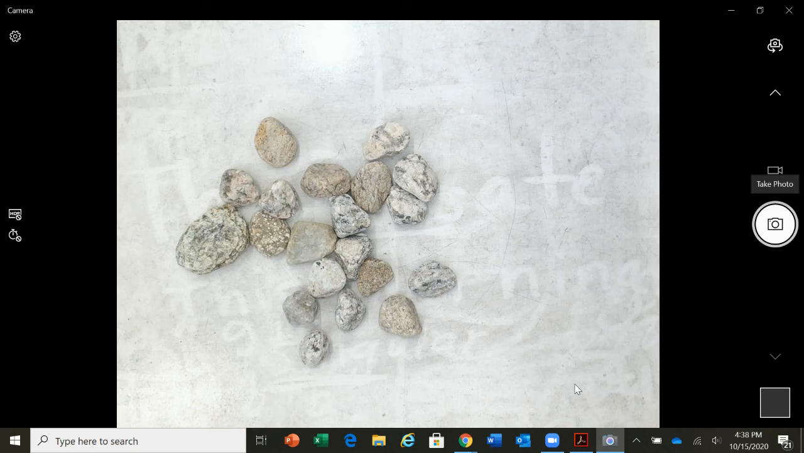Hi guys, so today we're going to be talking about sorting our rocks again, but we're going to be more specific on all the ways that you could possibly, well not all the ways, but the groups of ways that you could sort your rocks.